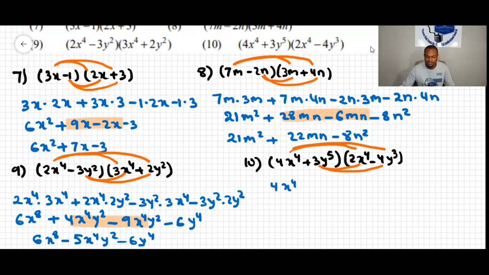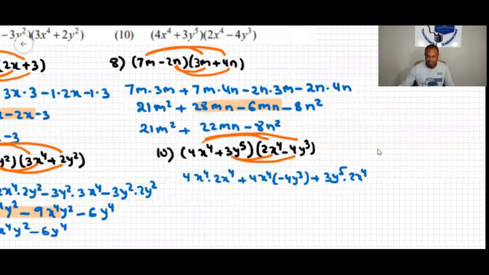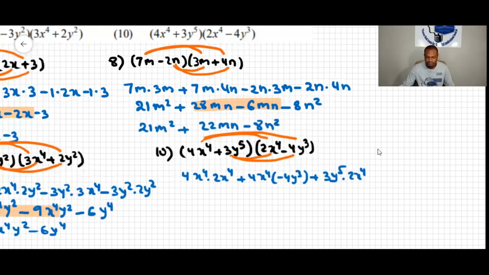4x to the 4 times 2x to the 4 plus 4x to the 4 times negative 4y to the 3 plus 3y to the 5 times 2x to the 4. And then I'm going to move this way. Plus 3y to the 5 times negative 4y to the 3. Now we can simplify.